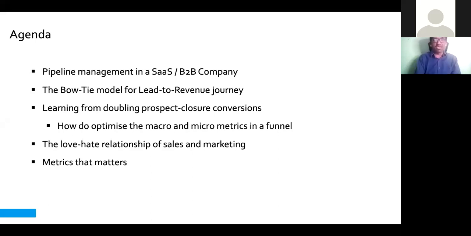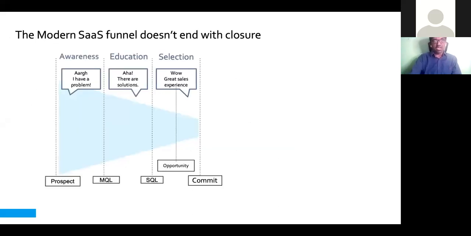Finally, I'll wrap up the whole discussion with the type of metrics we got to measure across the whole pipeline, right? So this is, in a nutshell, the modern SaaS funnel, right? Typically this is the funnel which every B2B marketer would possibly have seen. There is a sign up at the top or a prospect at the top, and there is a closure at the bottom, right? I've made the funnel horizontal to make space. But this is what the typical funnel looks like.